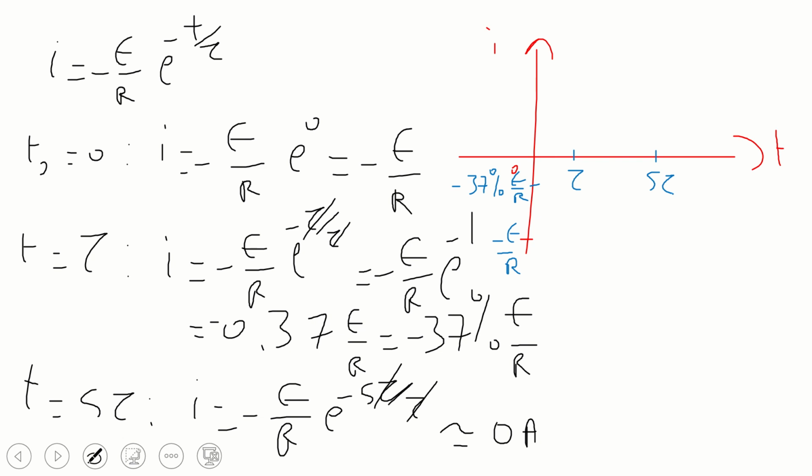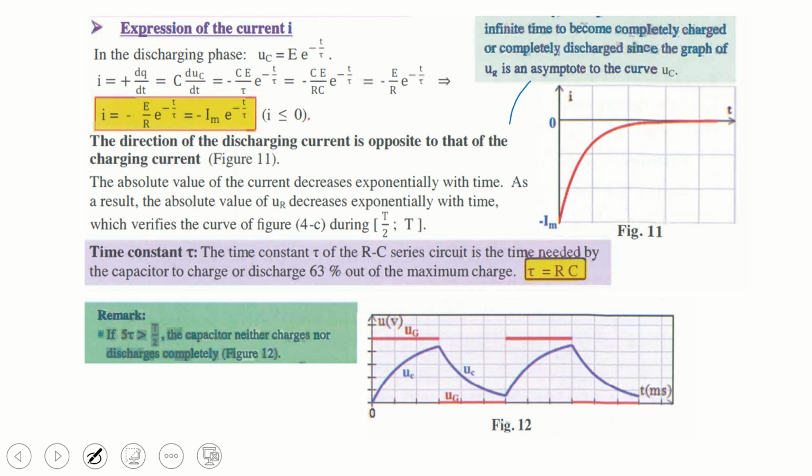So it is of this form. Here we have a clear representation of the current I as function of time.